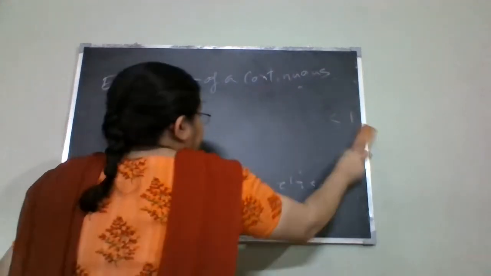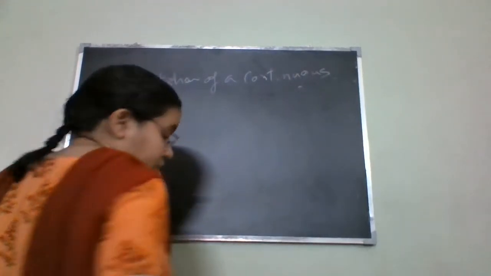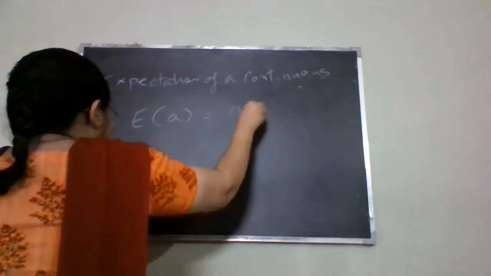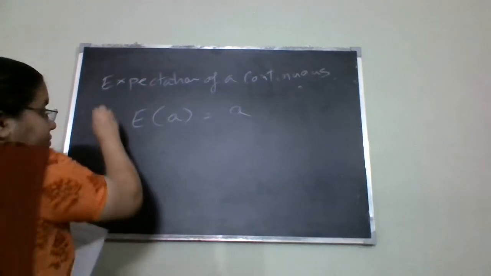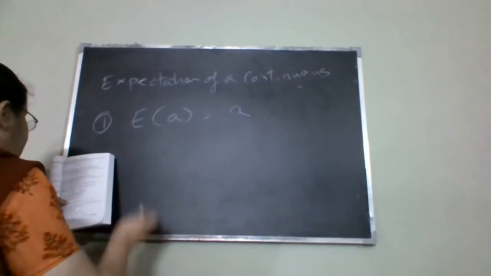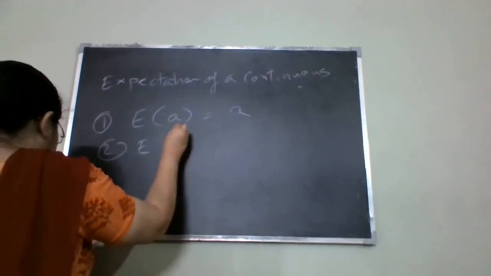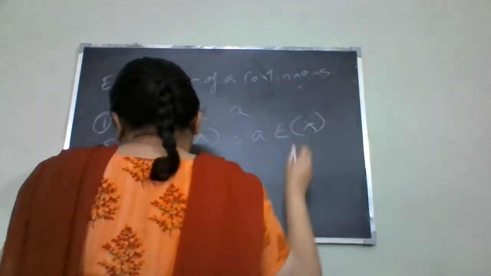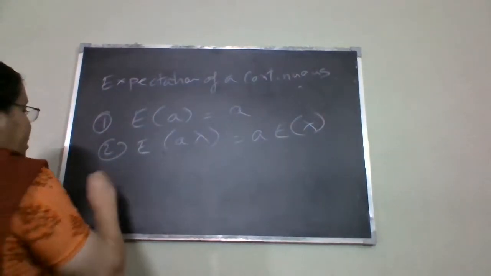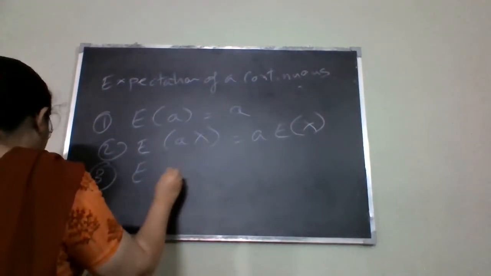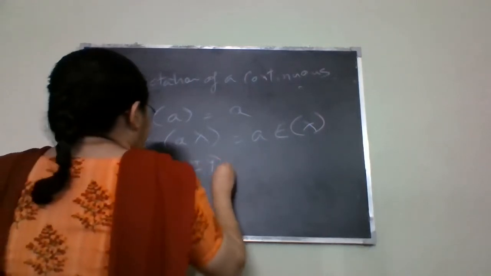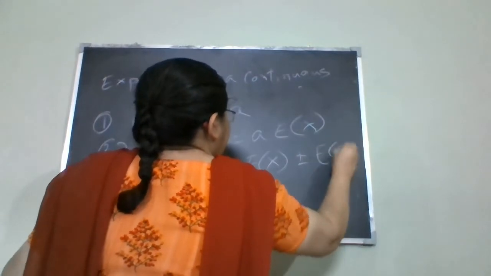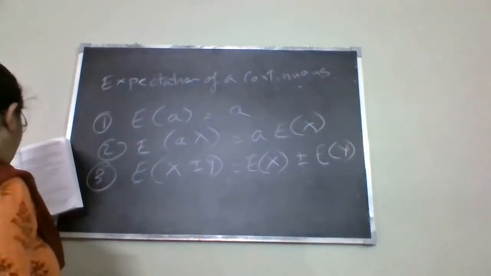I read those properties. We had already also studied these properties for discrete random variables, expectation. So E of A is equal to A, where A is a constant. This is property number 1. Next, E of AX is equal to A E of X, where A is a constant. Then property number 3, E of X plus minus Y is equal to E of X plus minus E of Y, where X and Y are two random variables.